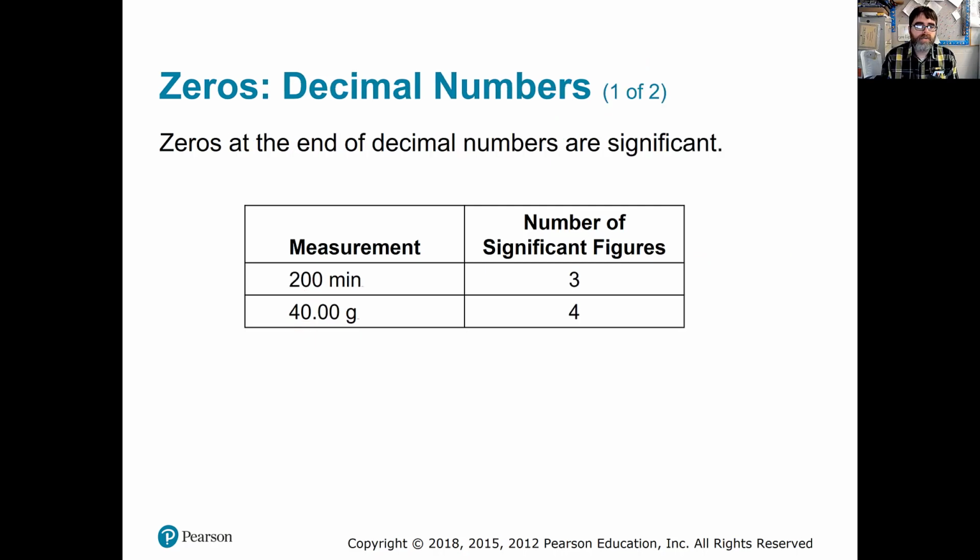Again, here when we have decimal numbers, they're significant. This one here, they are significant. It's 4. Now the textbook here has 200 minutes. They are saying that is 3.